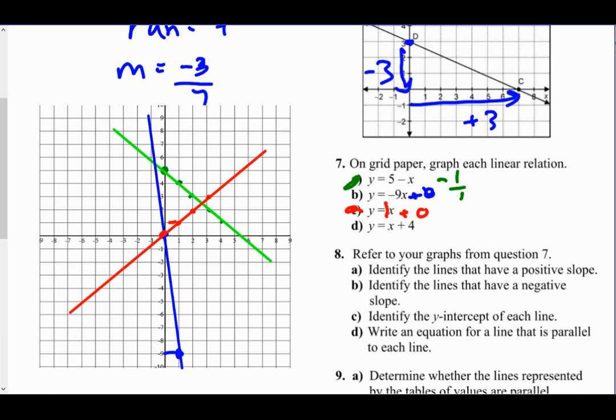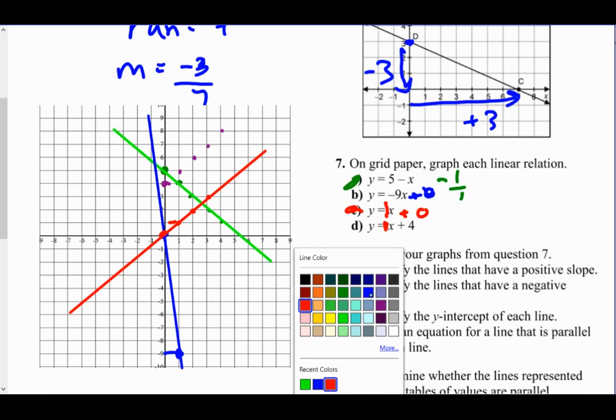All right, finally, slope of 1 and a y-intercept of 4. So starting off, let's go with purple or something. So 4 up here, going up and over, up and over, up and over, up and over. A line, purple or something.